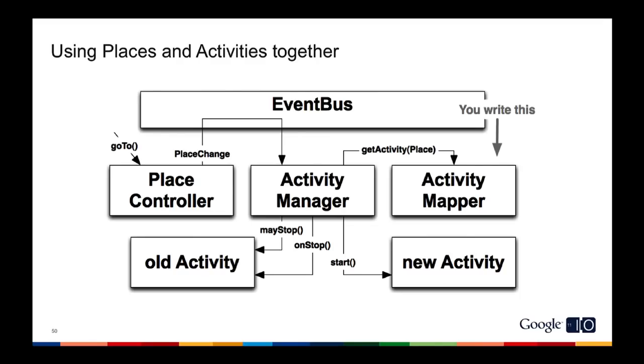Okay, so how does this all work together now? Places and activities. Let's say you call placeController.goTo. Again, it fires the place change event, which gets picked up by the activity manager. The activity manager asks your activity mapper what activity goes with this place, and then it calls the mayStop method on the old activity that was running in the area of the screen. If it allows it to stop, then the activity manager will start the new activity. The only pieces that you write are the activity itself, of course, and the activity mapper. All these other classes are fundamental GWT classes.